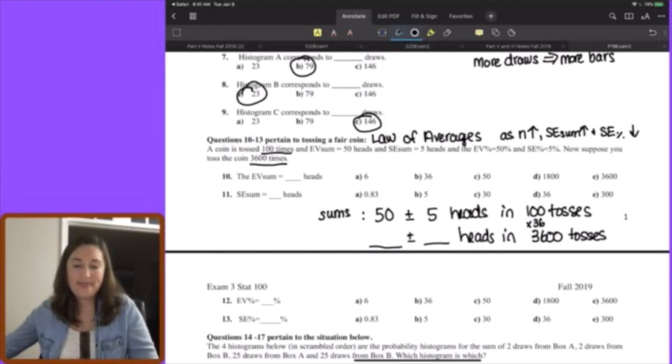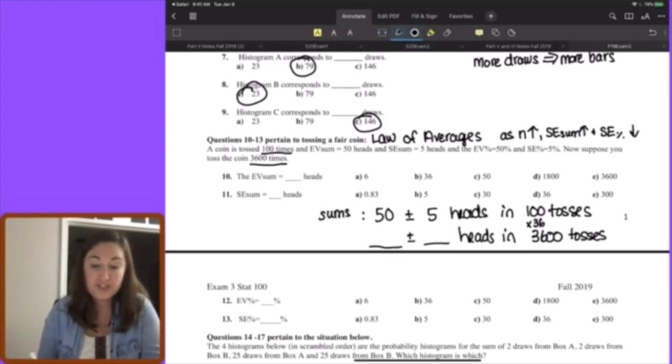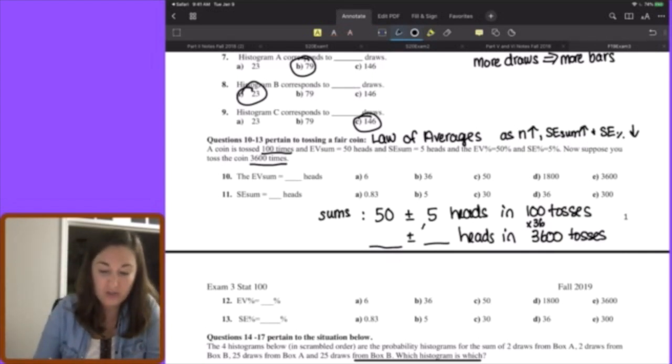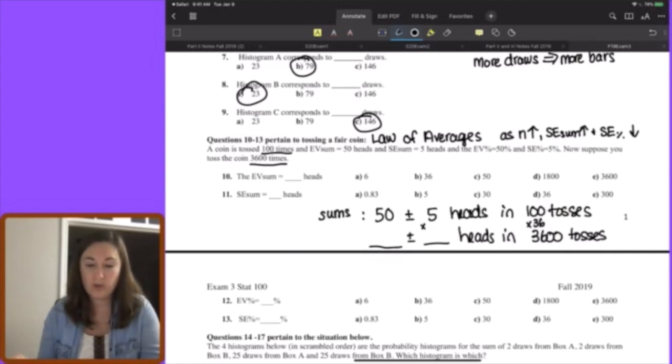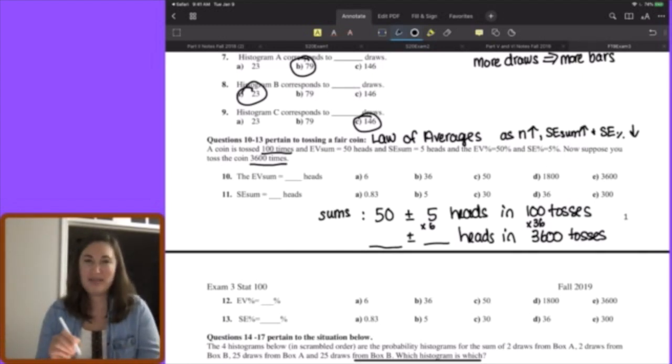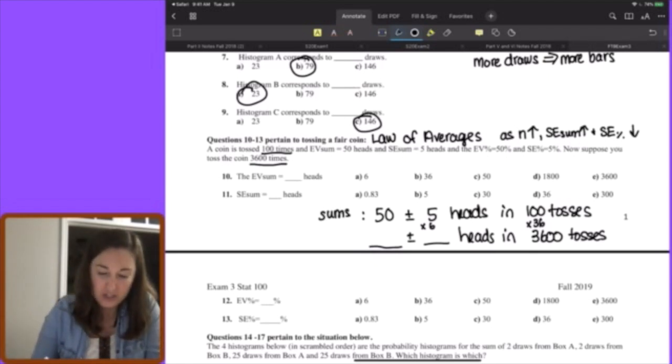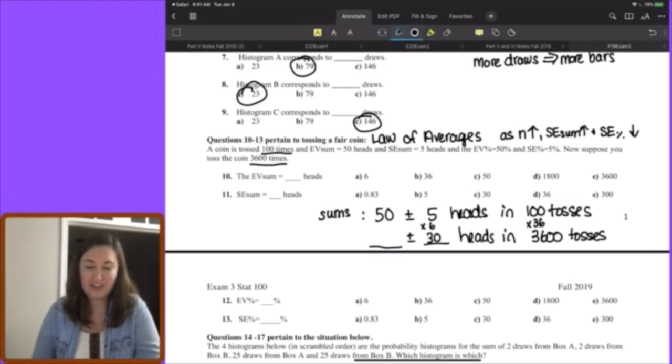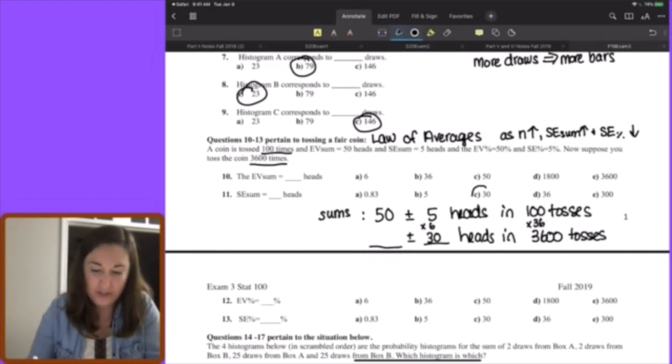And so that means that my standard error, for sums, is going to increase by a factor of the square root of 36, which is 6. So right away, I can say if n goes up by 36, my standard error for the sum goes up by the square root of that factor, which is 6. So this should be 30 for the standard error. I kind of skipped expected value first, but standard error scales by the square root of n. So I guess I can circle that.